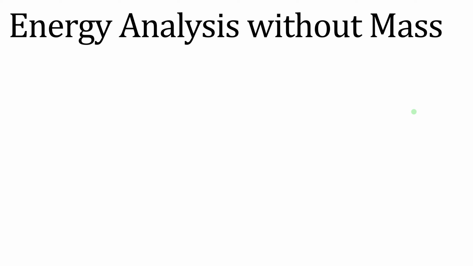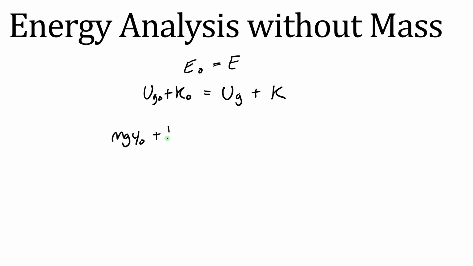Well, energy analysis can be done without mass. Remember, we're saying that the energy in the beginning always equals the energy at the end, and that means I'm going to have some combination of potential energy plus kinetic energy in the beginning, and then potential energy and kinetic energy at the end. And I know that each potential energy is going to depend on mgy, and the kinetic energy is 1/2 mv squared. So if I do that for the beginning and the end, I've got the terms, like mgy.